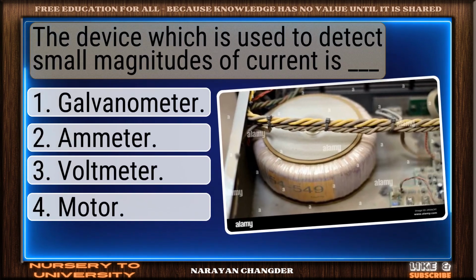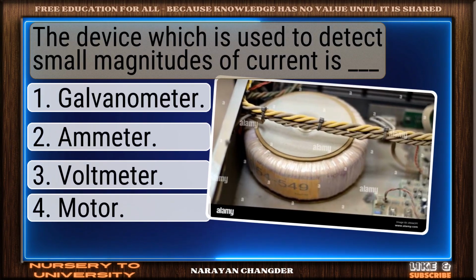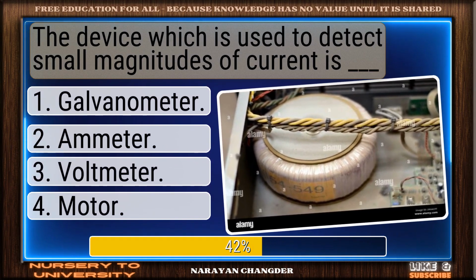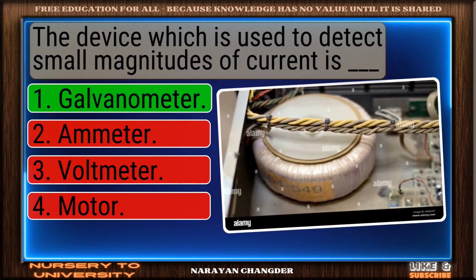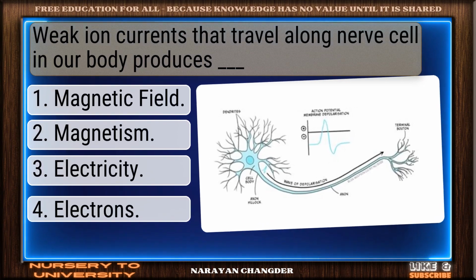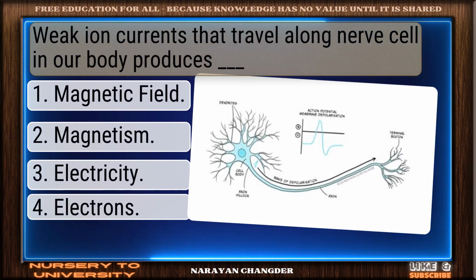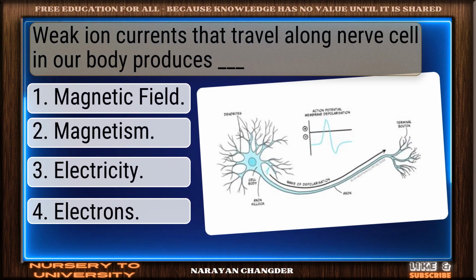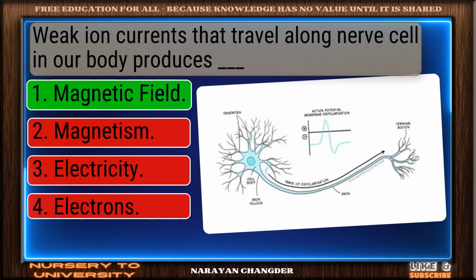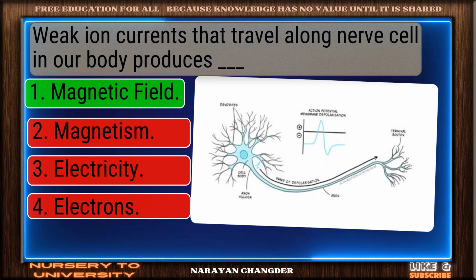The device which is used to detect small magnitudes of current is dash. Great job. Galvanometer is accurate. Weak ion currents that travel along nerve cells in our body produce dash. Valid point. Magnetic field is true.